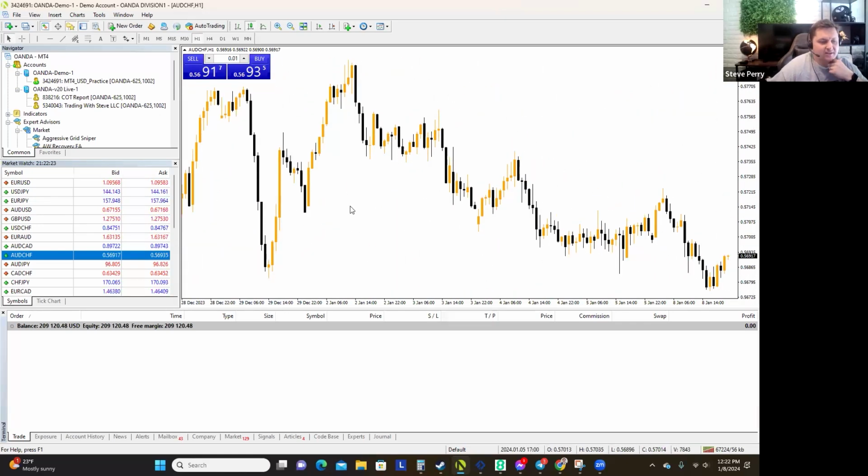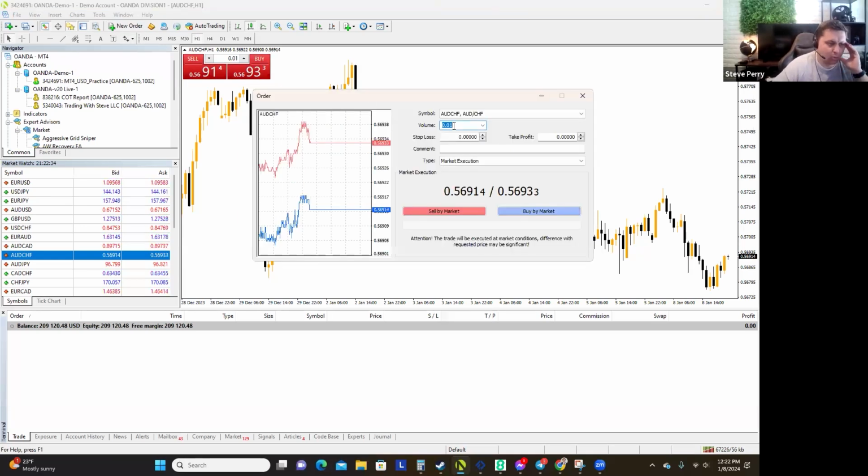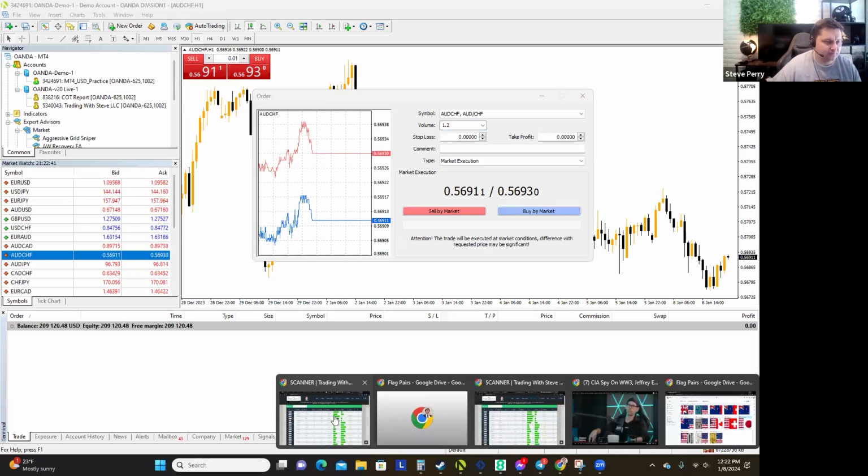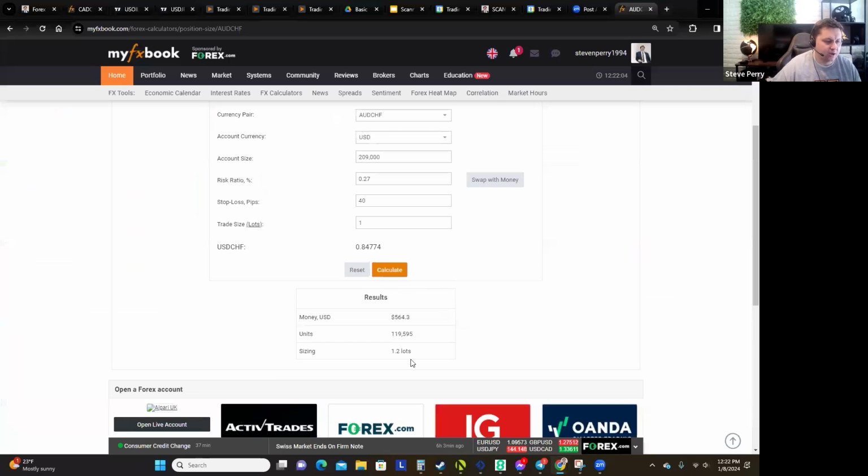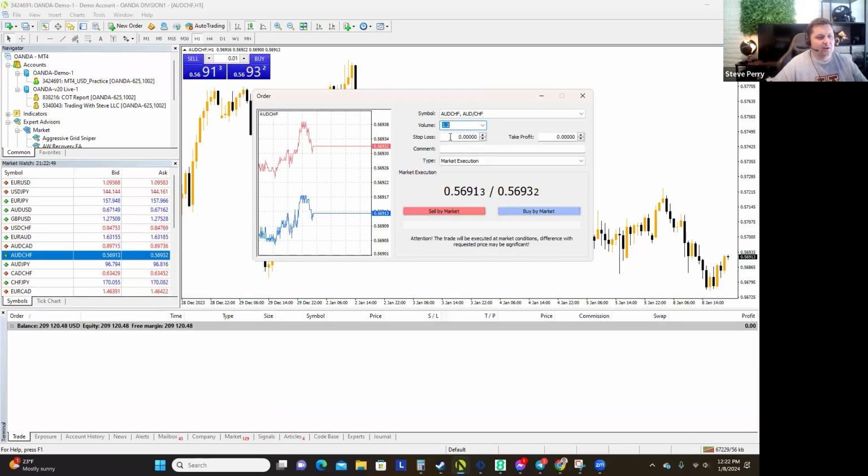Then what I do, guys, is I'm just going to take a sell at market. So I'm going to hit new order, and it's going to pull up this window. Okay, new order window. And I'm going to put in what lot size in the volume here. 1.2. We literally just figured this out right here. 1.2 is what we need. So now when we come back here, we leave that 1.2.